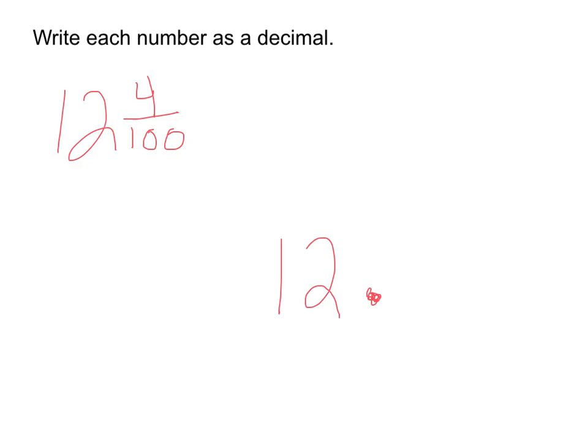Remember, dimes versus pennies. And 4 hundredths, that's pennies. So I need to make sure my 4 is in the hundredths place. Since I don't have any tenths in this number, that means I'm going to have a 0 to show no tenths in this number, and a 4 in the hundredths place. 12 and 4 hundredths.